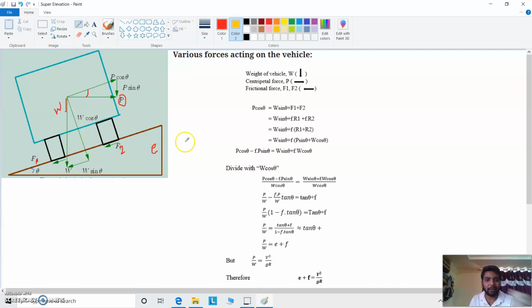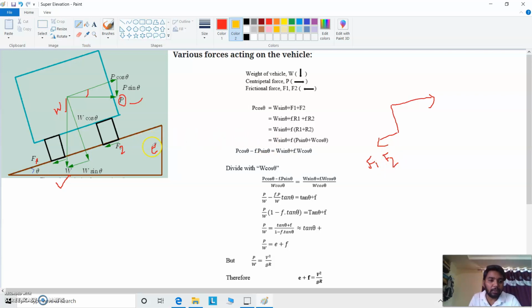Let us have a discussion on this content. The various forces acting on the vehicle are the weight of the vehicle, centripetal force and frictional force. Centripetal force is considered P, the weight of the body is W, and the frictional forces F1 and F2 are considered. So I am equating this total force to P cos theta, which is counteracting the forces F1 and F2, right?